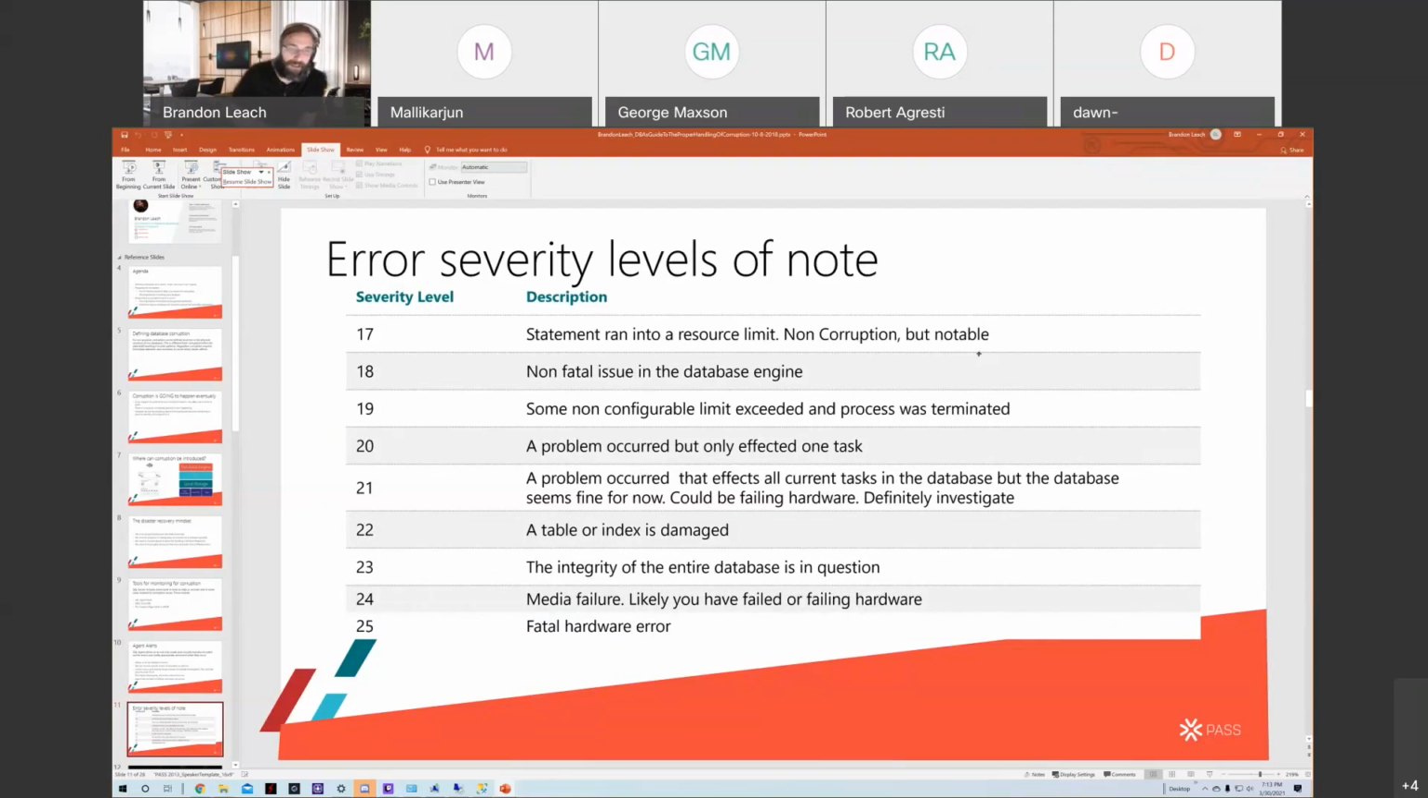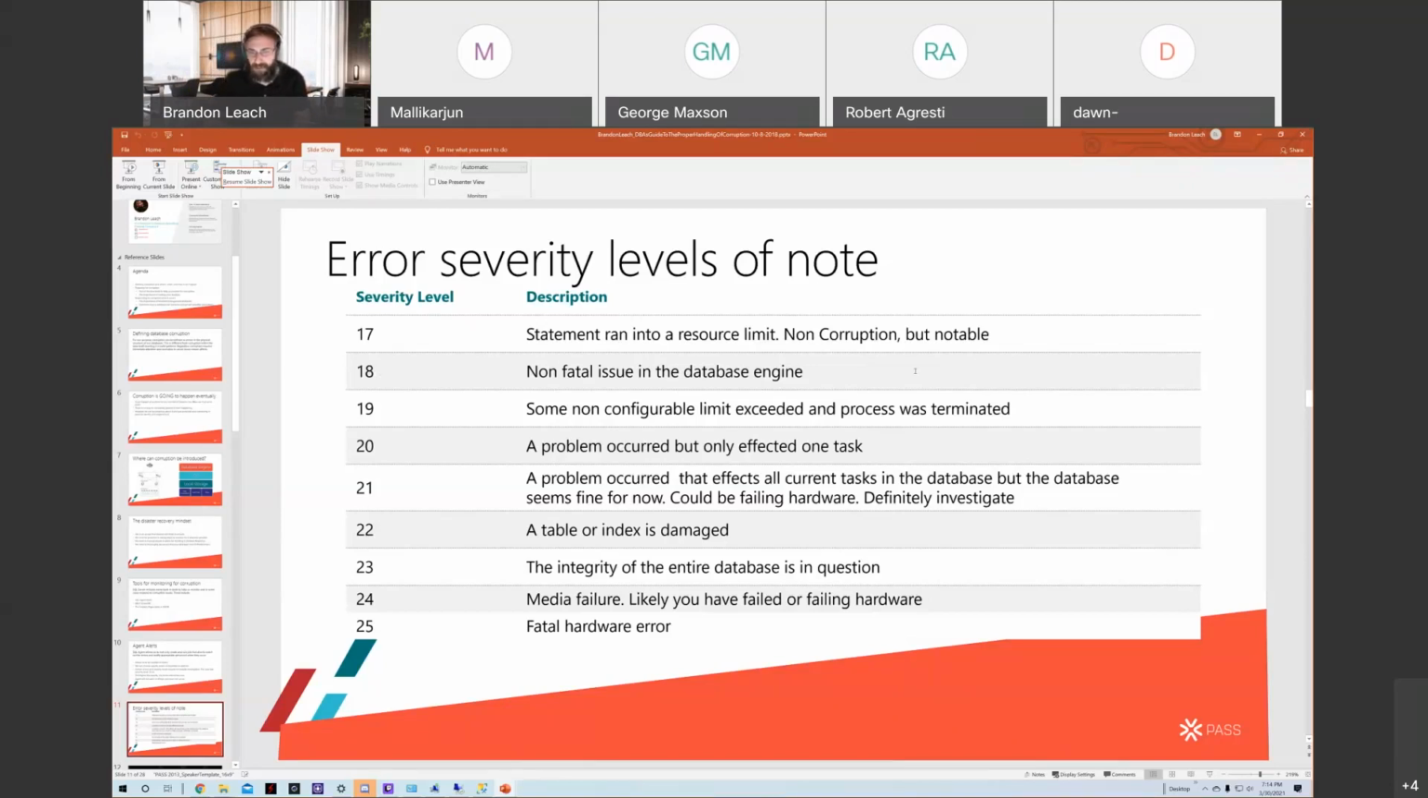So, an error severity level that you want to pay attention to isn't necessarily corruption related, but it indicates you do have a problem with the system. And that is 17, statement ran into a resource limit. Maybe it ran into a limit for memory or something like that, right? Maybe you need to look at adding memory, CPU, whatever. But there was a limit. Typically, these are tuning opportunities. If a query triggers this, I'm going to consider tuning that query.